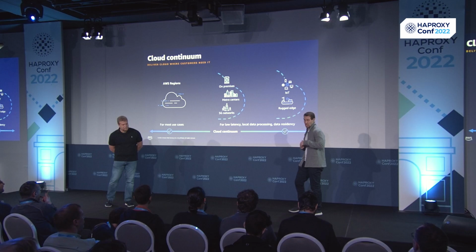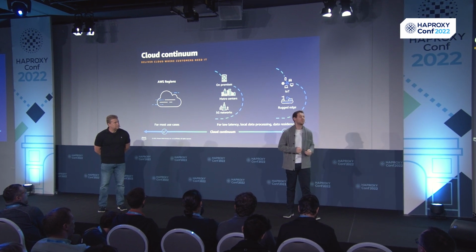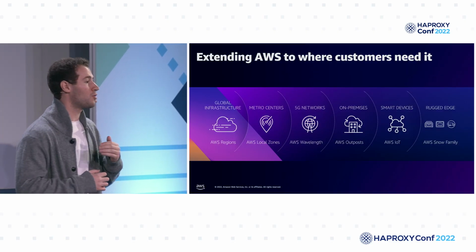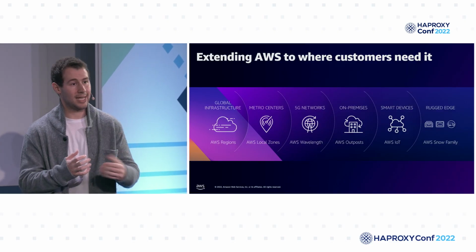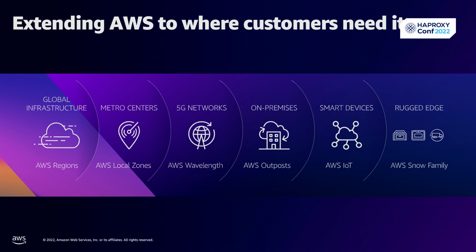And so whether it's on-premises, whether it's metro centers, whether it's 5G networks, we're continuing to deliver the cloud closer to where our users need it. And that manifests itself in a number of different ways. If we jump to the next slide, as we think about our AWS regions today, or we go from right to left rather, there are dedicated IoT devices you might have in a disconnected environment. You may need compute in a disconnected environment. That's what we refer to as our AWS Snow family, or Snowball Edge is one such example.